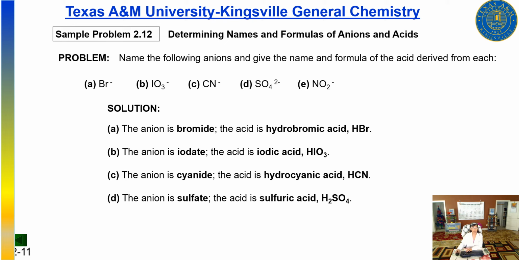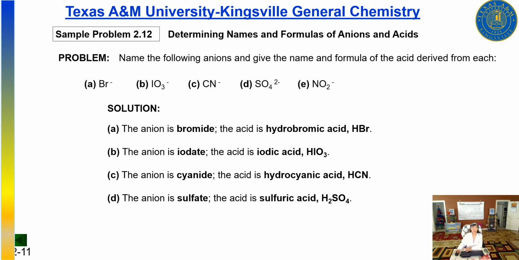4, D, the number D. The anion is your sulfate. Sulfate, be careful, you have 2 negative. So the acid, because it's a polyatomic ion, you don't have to worry about the hydro. You change ATE to IC. You call it sulfuric acid. The formula will be H2SO4. The reason you're adding 2 hydrogens is because SO4 is 2 negatively charged.